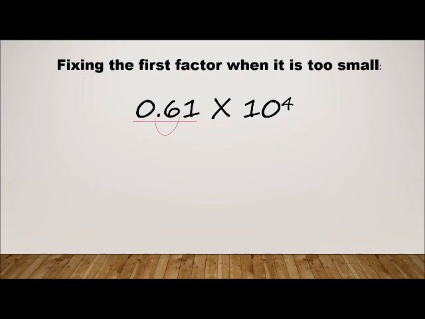Since now I am 1 digit too small, in order to allow myself to fix it, I need to take 1 away from my power. When I do that, I can now rewrite it as 6.1 times 10 to the 3rd, since 4 minus 1 is 3. So to recap, when it is too large, you think how many digits too large is it, and you add that to your power. When it's too small, now you think how many digits too small is it, and you subtract those from your power.